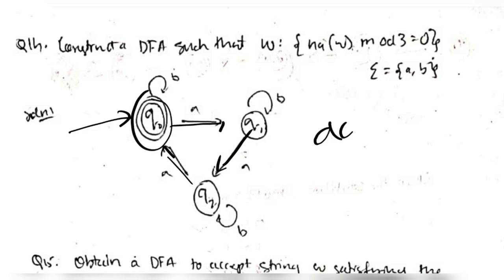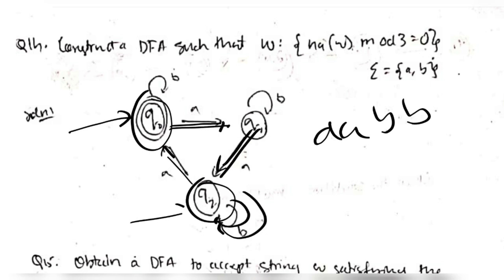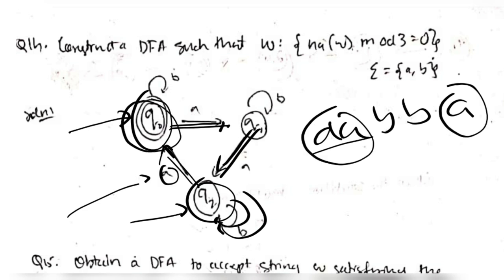Suppose the string is AABB, where will it end? A, then B, self loop, again self loop on B. So it will end at Q2, it will not end at Q0. Why? Because only 2 A's are there. If I add another A, then only it will come to this state. Due to this A, it will come to the final state. Here we have 3 A's.